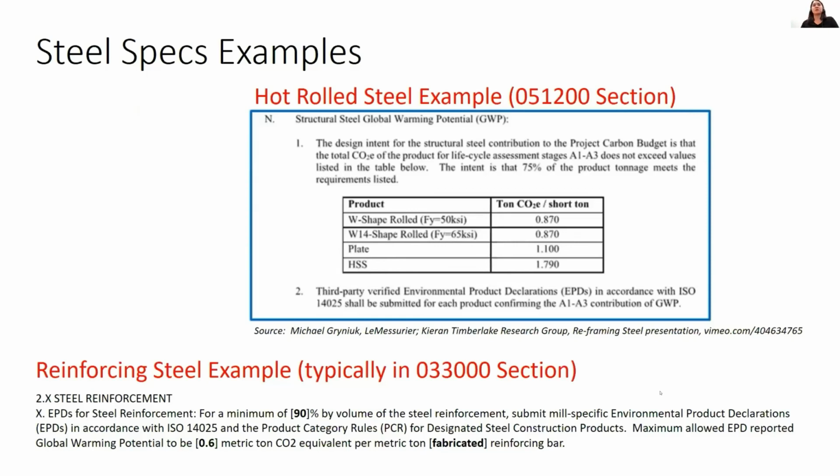I stole this one about hot rolled from a presentation that Michael Grunick gave for Tally. It goes through and sets a limit for the different shapes. I have another one there for reinforcing steel that I've used before that says for a certain percentage, provide a global warming potential that's under a certain amount. But one thing you have to be really careful about is, are you doing fabricated versus non-fabricated? And Nucor is going to talk a little bit more about that.